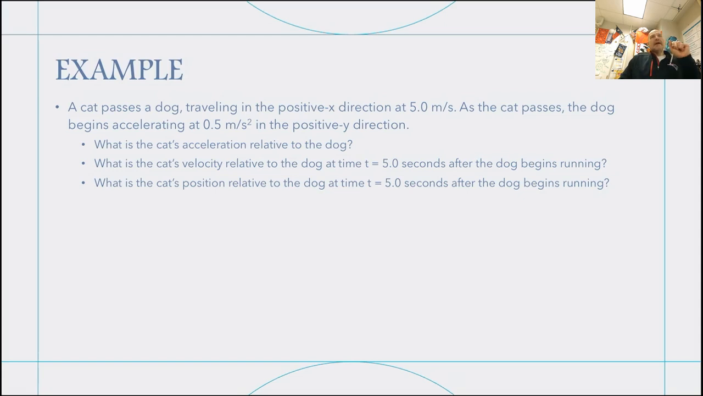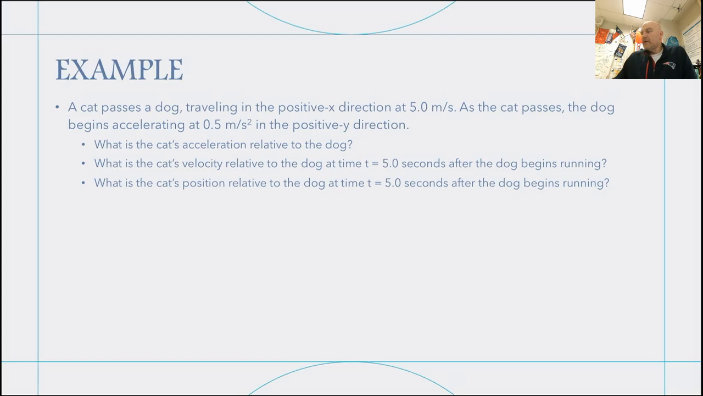All right, so here we have a cat passing a dog, traveling in a positive X direction at 5 meters per second. As the cat passes, the dog begins to accelerate at 0.5 meters per second squared in the positive Y direction. Part A, what is the cat's acceleration relative to the dog? Part B, what is the cat's velocity relative to the dog at time t equals 5 seconds after the dog begins running? And then what is the cat's position relative to the dog at time t equals 5 seconds after the dog begins running?